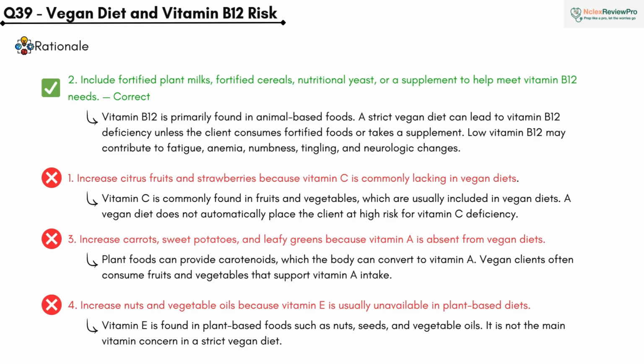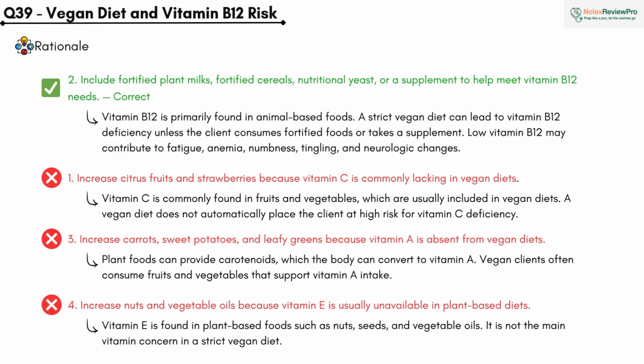The symptoms in the scenario also matter. Fatigue, numbness, and tingling can be associated with low vitamin B12. Vitamin B12 deficiency may contribute to anemia and neurologic changes. Option 1 is incorrect. Vitamin C is commonly found in fruits and vegetables, such as citrus fruits and strawberries. A vegan diet does not automatically place the client at high risk for vitamin C deficiency.